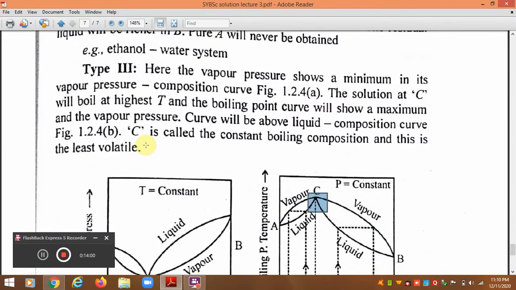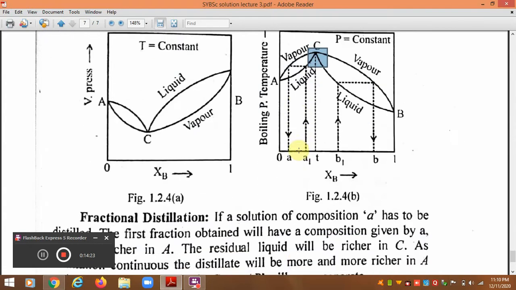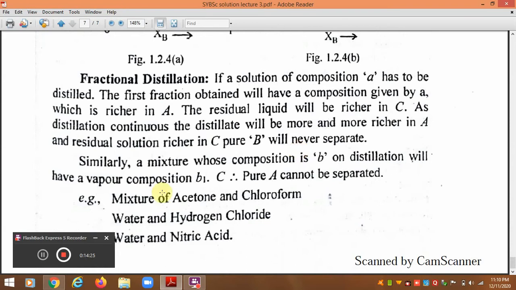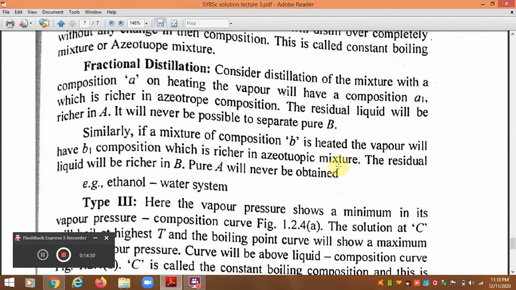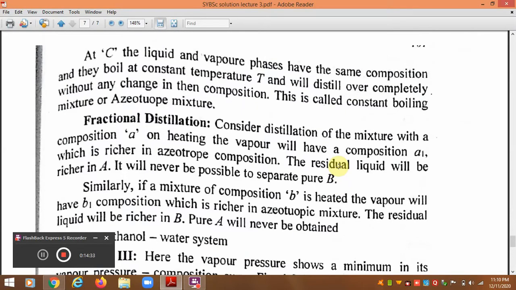So here the vapor pressure shows a minimum in its vapor pressure composition curve, and the solution at point C will boil at the highest temperature, and the boiling point curve will show the maximum, and the vapor pressure curve will be above the liquid composition curve. Point C is called the constant boiling composition, and this is least volatile. It's very simple to discuss how we can divide the systems based upon the change in vapor pressure or boiling point with the change in composition.